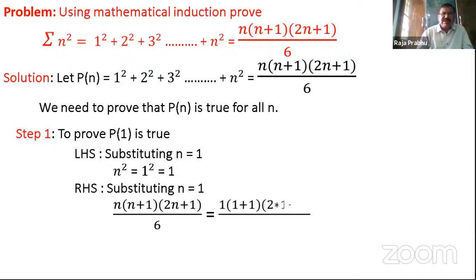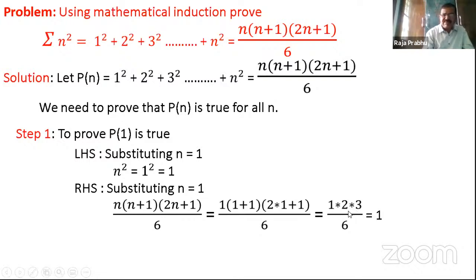Okay, see children, what happened here? n is equal to 1. Here 1, n plus 1 is 1 plus 1, 2n plus 1: in the place of n I have written 1, so 2 into 1 plus 1. Okay, it is very ordinary simplification. I hope everyone will follow that. 1 is 1. Here 1 plus 1 is 2. And 2 into 1 is 2, plus 1 will be 3. So it is now 1 into 2 into 3.